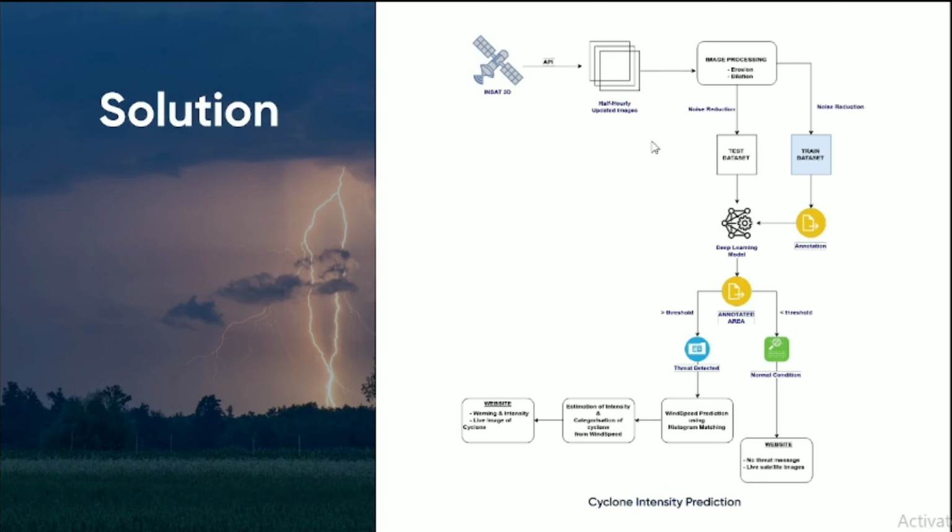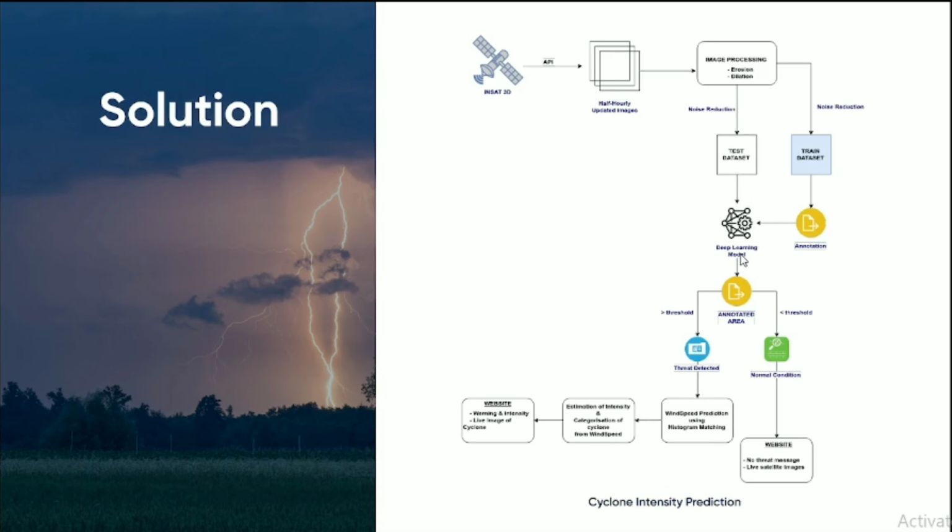As we can see in the flow chart, first of all, the images captured by INSAT-3D are retrieved through an API call. The collected images are then image processed. Once the feature extraction or image processing is done, 80% of the images are used for training, while 20% is used for testing. The train images are then annotated and fed into the convolutional neural network we have built, while the test set is directly fed into the model.